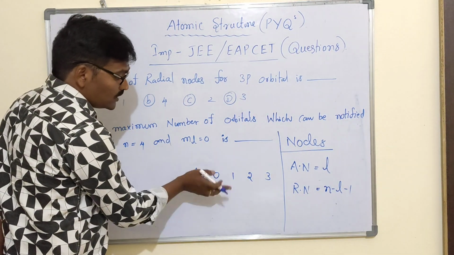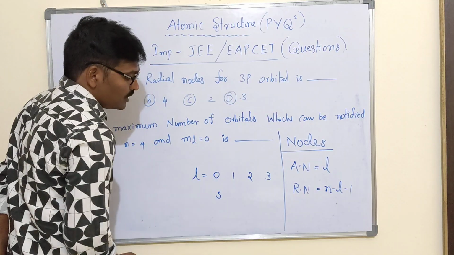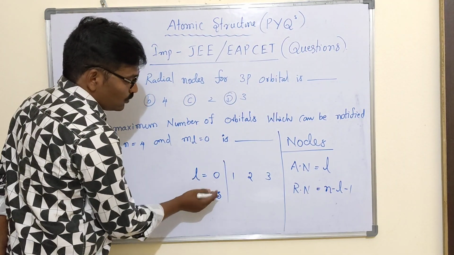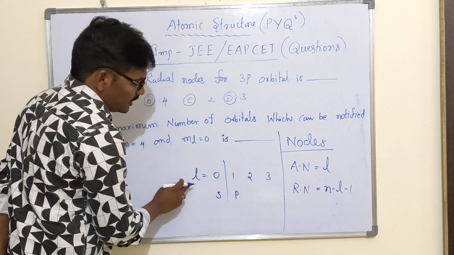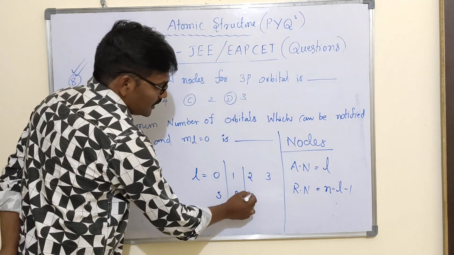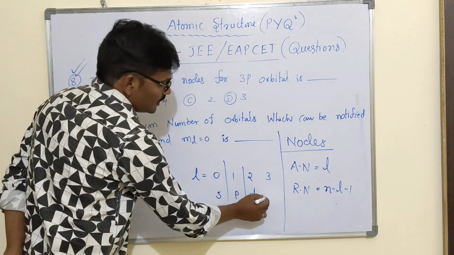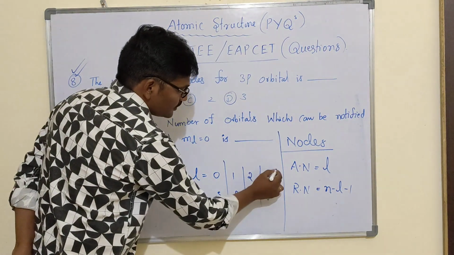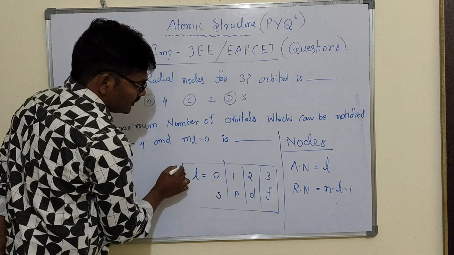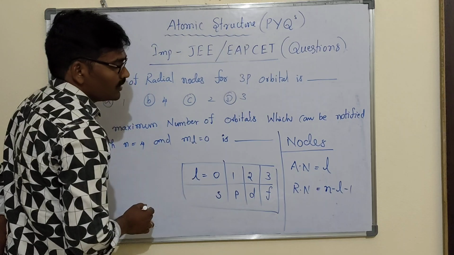If the l value is 0, it belongs to the s orbital. If the l value is 1, that is the p orbital. If the l value is 2, that is the d orbital. If the l value is 3, that is the f orbital, right? So these are the l values.